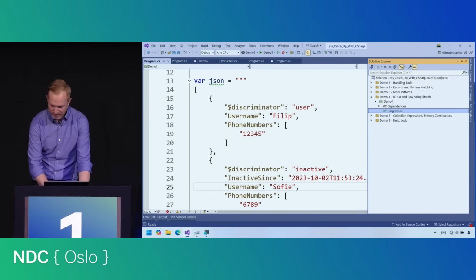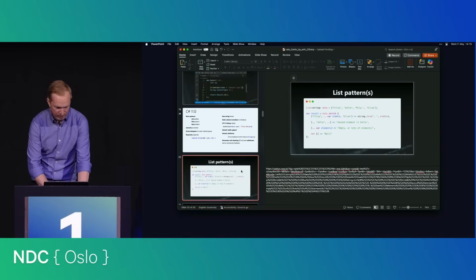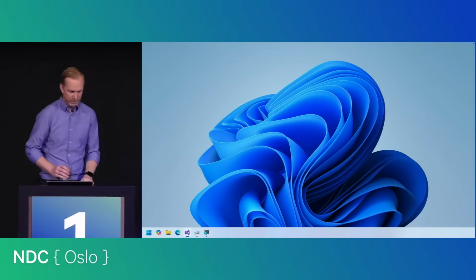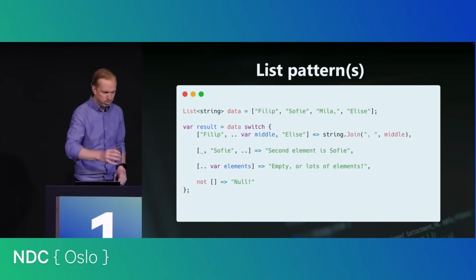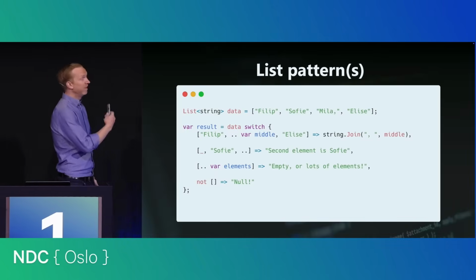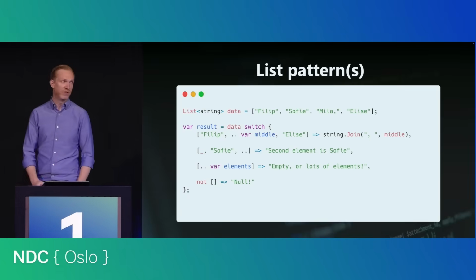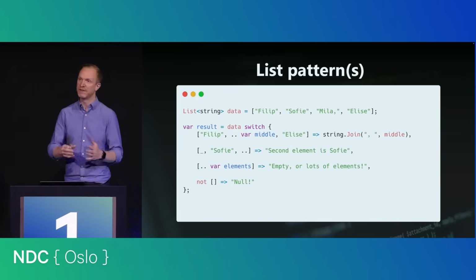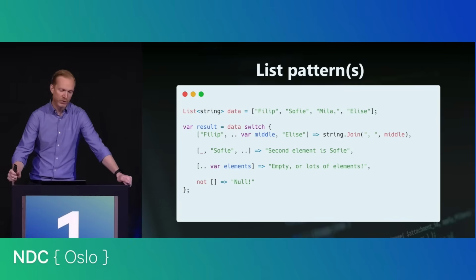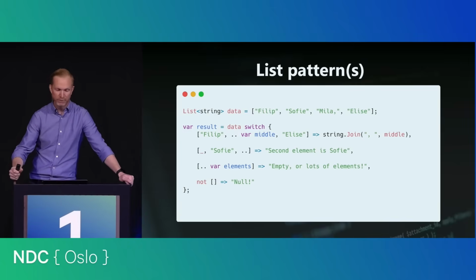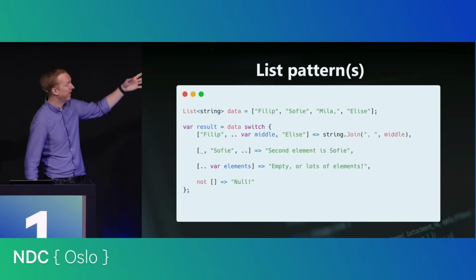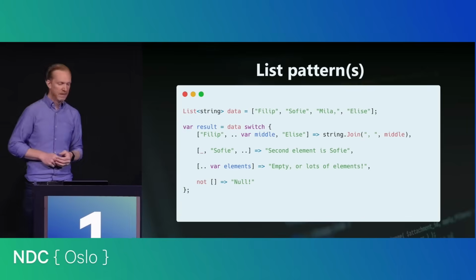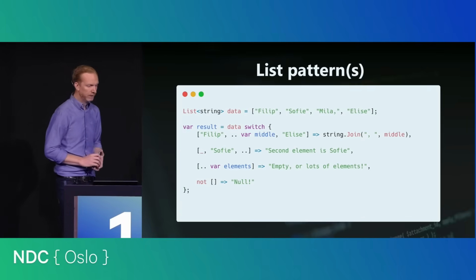All right, let's see here. Let's jump over to this just to reiterate. Here's a different example of the list pattern. I have a list of strings here, a couple of names. I'm going to use the switch expression to check if it starts with Filip, and capture all the middle ones as long as it ends with Elise. I can skip the first one and say if the second one is Sophie, I don't care what follows after that. Then I have one that just checks that it's an instance of a list, but I don't care if it's empty or has a lot of elements. And then the last one will check if it's not an instance of a list.